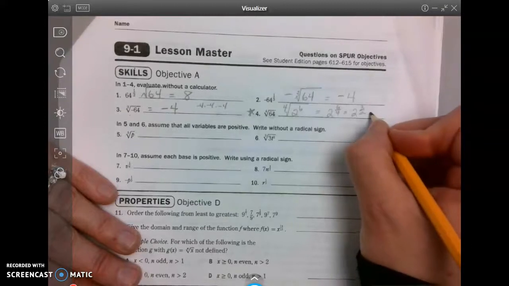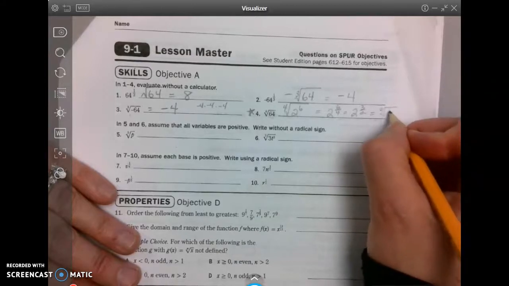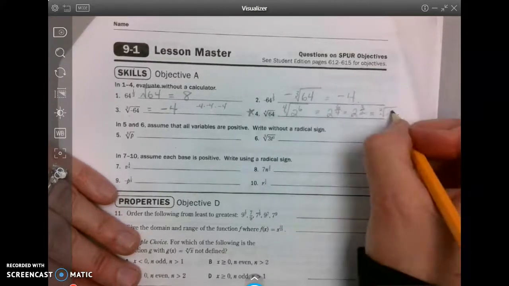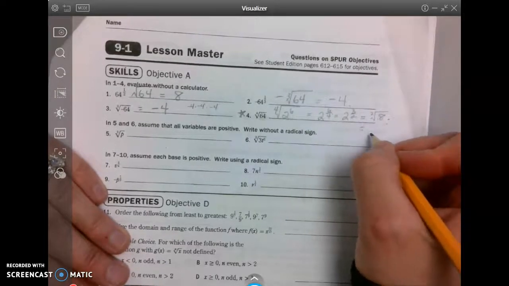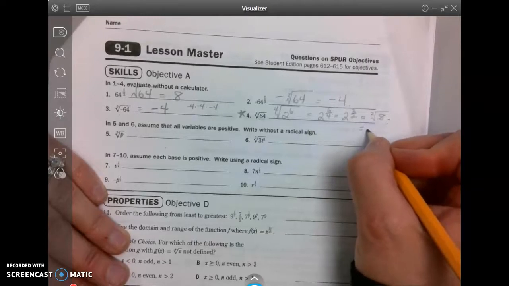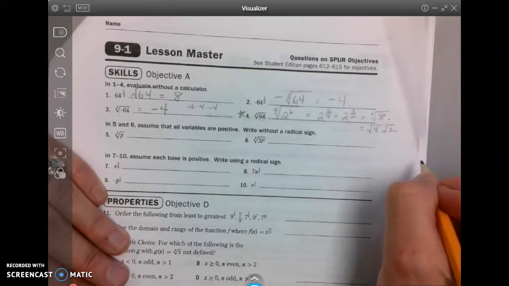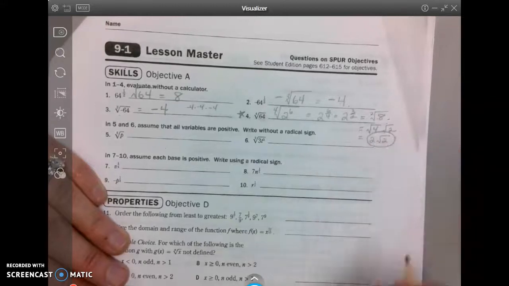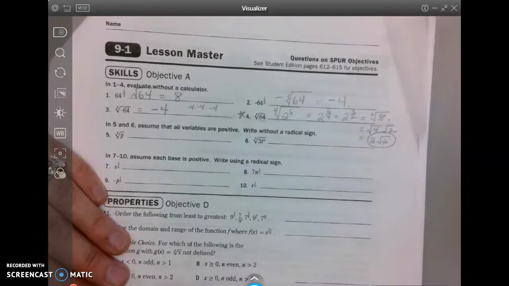So I could write it like that, or I can say that it's the square root of 2 cubed, or the square root of 8. But I know I can simplify the square root of 8, and that would be the square root of 4 times the square root of 2. So I end up with 2 square root of 2. Wow. That was lots of thinking that I had to do. If you can do a problem like number 4, you're going to be good to go.